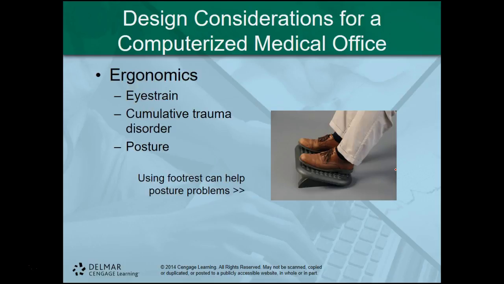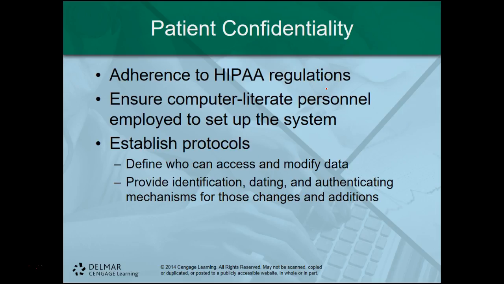Okay, so more considerations. We have ergonomics. We want to make sure that we consider eye strain. Eye strain is a big deal when you're staring at a computer all the time. You also want to consider things like posture and neck strain. If the computer is down, we want to try to make the screen as eye level as possible so that you're not bent down all the time looking at it, and that you're not straining your eyes any more than you have to. Using footrests can also help with posture problems, and we sometimes will have ergonomic chairs that have a curvature in the lower back to help keep the back in line and where it's supposed to be.